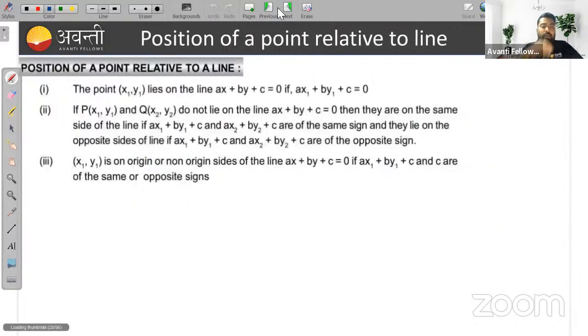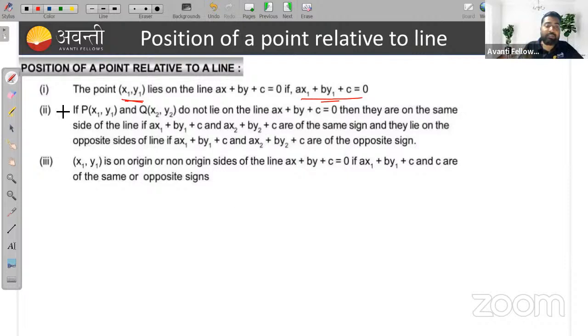Let's move. Now, we already solved two or three questions about the position of a point relative to the line, right? So I am summarizing all these things. See, the point (x1, y1) lies on the line ax + by + c = 0 if this equals 0. When you put the given point in the line equation, if it satisfies it, then you can say this point is lying on the line, right?